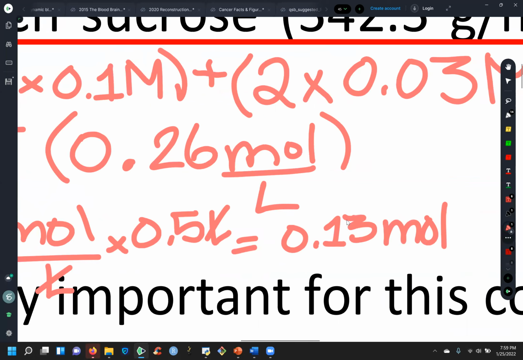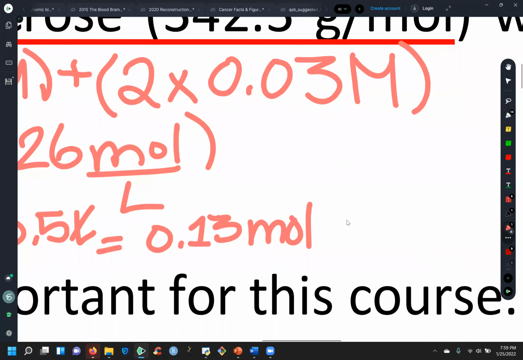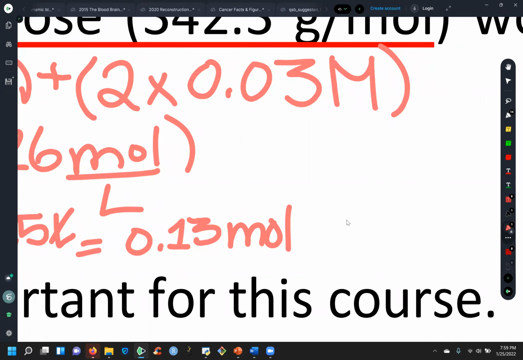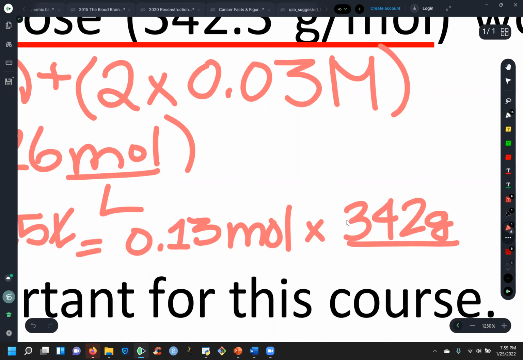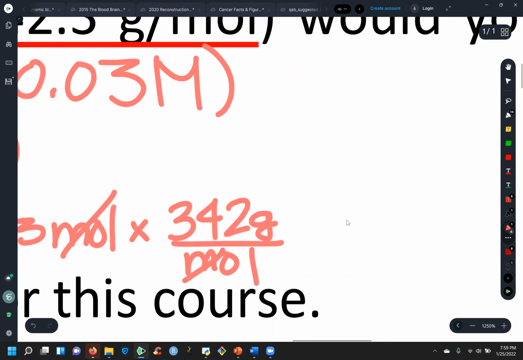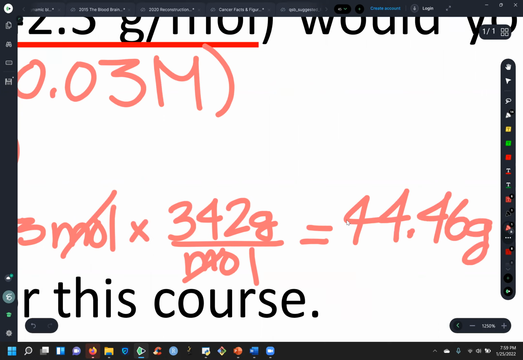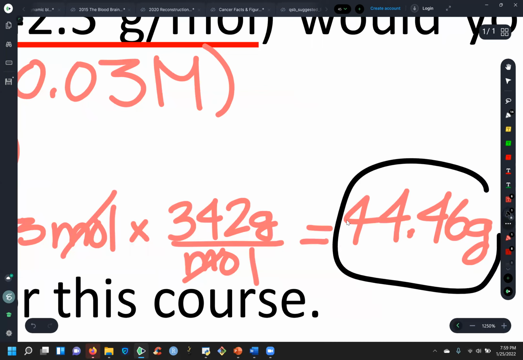Okay. And then they gave us a little bit more information. They said for sucrose, it is 342 grams per mole. So you just do 342 grams per mole. And then again, that cancels out. Okay. And then that equals 44.46 grams. So that's the answer. We had to do a lot of math.